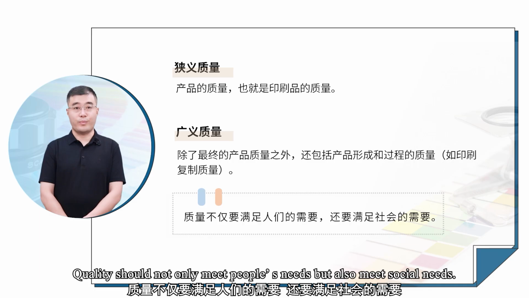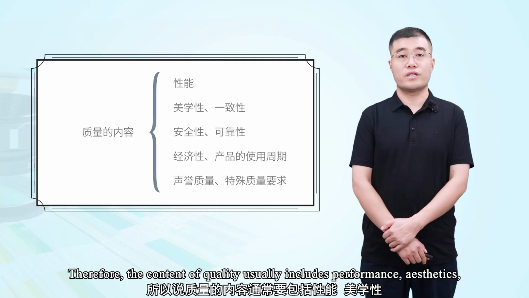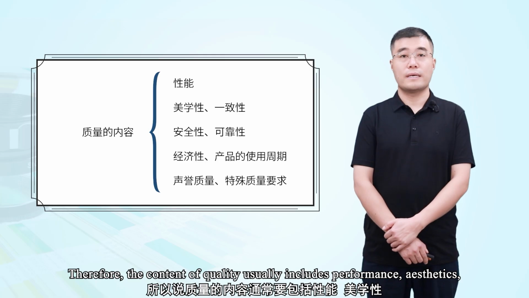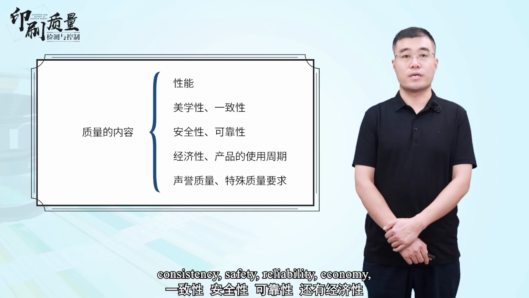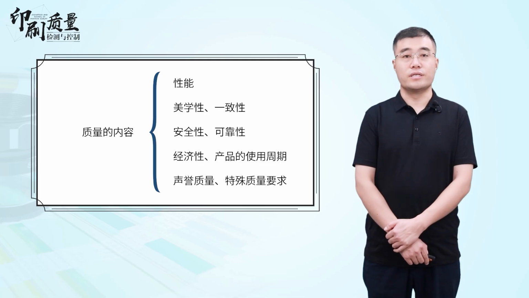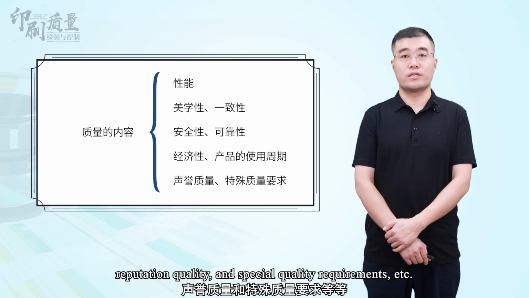Quality should not only meet people's needs, but also meet social needs. Therefore, the content of quality usually includes performance, aesthetics, consistency, safety, reliability, economy, the service life of the product, reputation quality, and special quality requirements, etc.